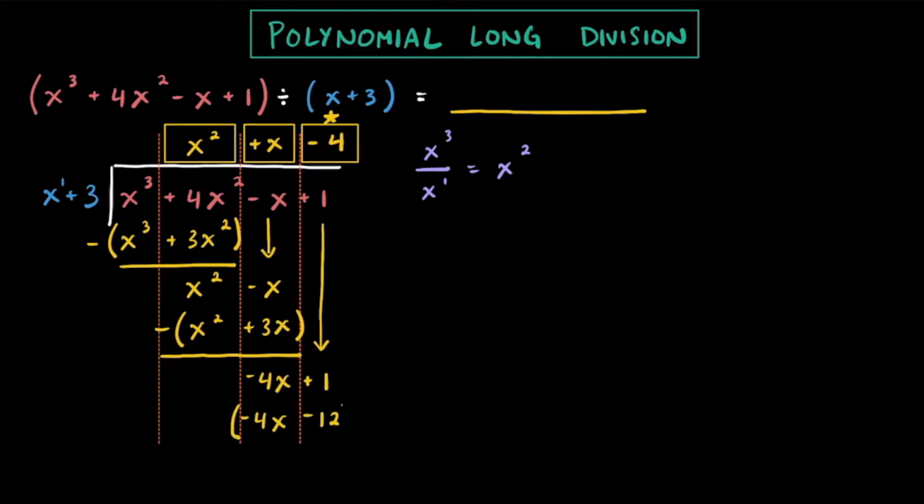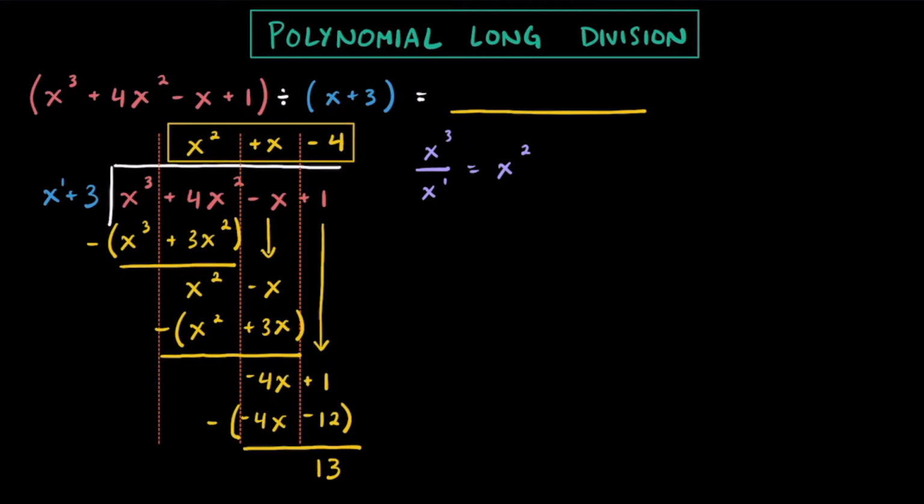Let's see what happens when we go ahead and subtract these from each other to find out the remainder. Negative 4x minus negative 4x cancels out, and positive 1 minus negative 12 is going to equal positive 13. At this point, we're all done. We just need to see how we can write our answer.